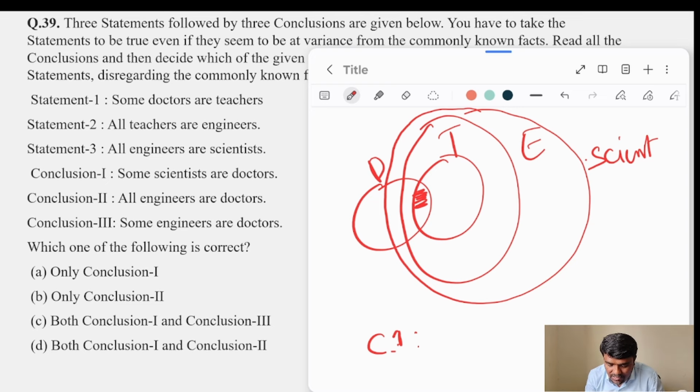All engineers are doctors. May or may not be. Only the intersection part is there, but I'm not sure all engineers are doctors. So the second is not correct. Only conclusion 1. Option A is the correct one.